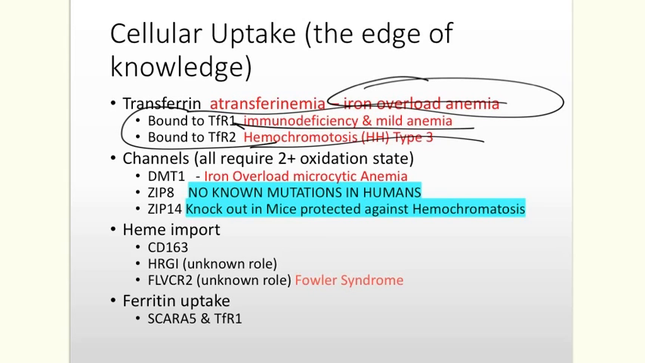You have the channels, the DMT channel that we talked about. It can present with an iron overload anemia. Now, the idea about this is your enterocytes do not need to take up that much of the iron. They only need to take up a little bit. So out of all of the iron you eat every day, you only need to absorb a little bit. So dysfunctional DMT1 still has an extreme amount of reserve capacity.